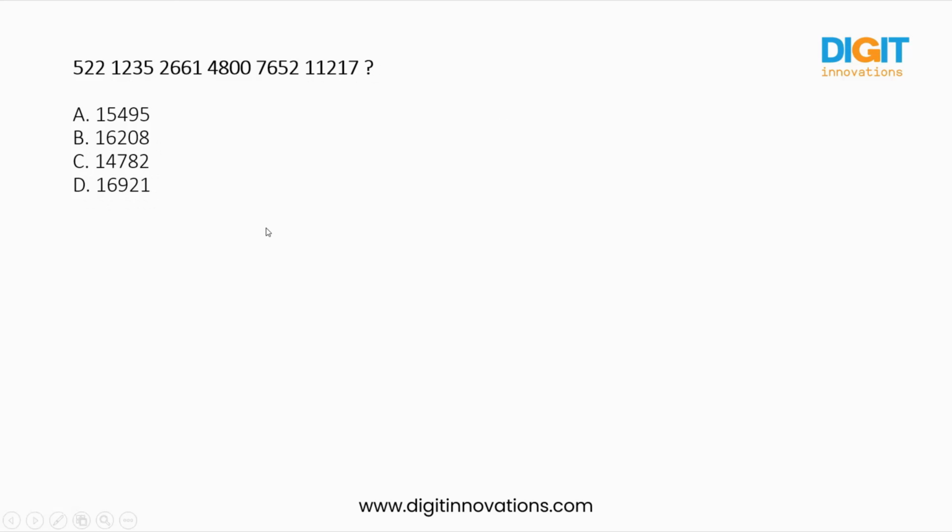So here this also comes under number series. 522, 1235, 2661, 4800, 752, 7652, and 11270. So what will be the next value, they're asking? So let us write the numbers fast.